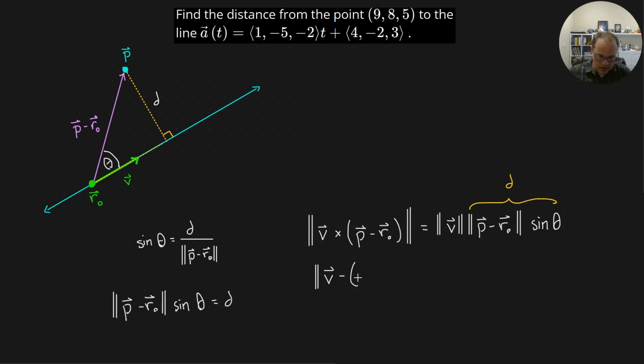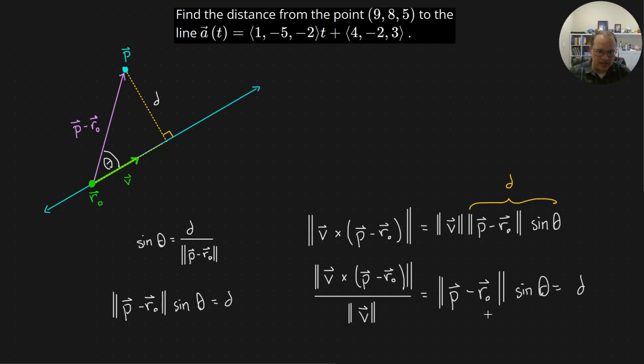So the norm of v cross P minus R naught, over the norm of v, equals the norm of P minus R naught times sine of theta, which is the distance I'm looking for. So this is what I'm going to do. That's my strategy, and I got there using some simple vector math.